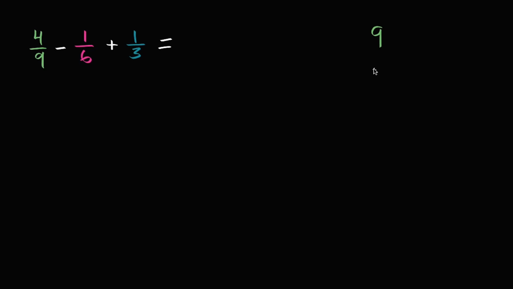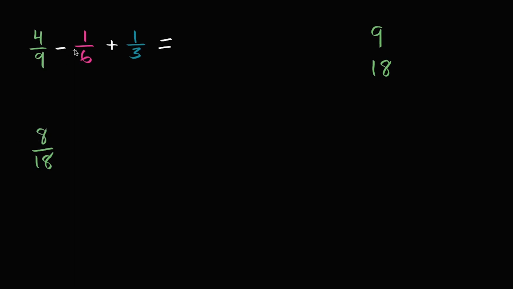So let's look at the next multiple of 9. We get to 18. And 18 is divisible by 9, of course, 6, and 3. So let's go with 18. Let's write everything as something over 18. So 4/9 is what over 18? Well, 9 times 2 is 18. That's what I did to the denominator. So I have to multiply the numerator by 2 as well. So this is going to be 8 over 18.